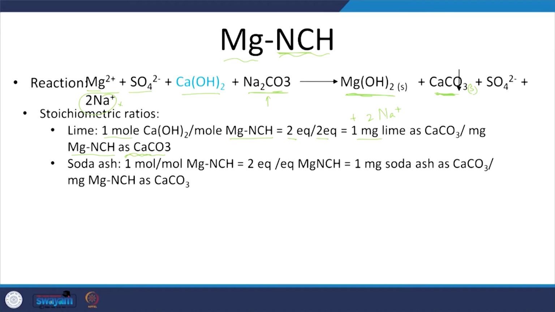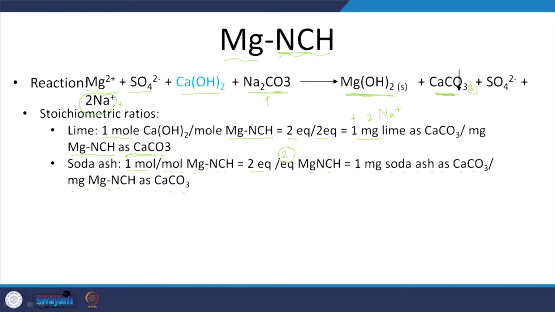Same case here. 1 mole of soda ash Na2CO3 is added per 1 mole of magnesium non-carbonate hardness. So it's again 2 equivalents. It should not be 1, I guess. It should have been 2. 2 equivalents with respect to magnesium non-carbonate hardness. So 1 milligram of soda ash as CaCO3 per milligram of magnesium non-carbonate hardness expressed as CaCO3, right? So again, one correction here, that's something to keep in mind.